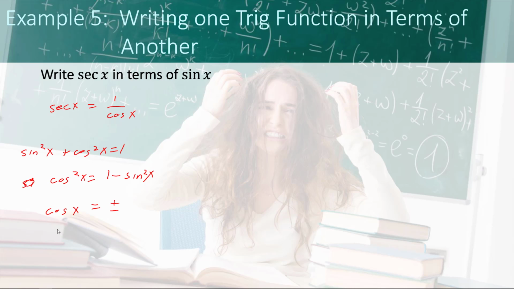Or cosine of x is going to be equal to plus or minus the square root of 1 minus sine squared x. Therefore, we can write secant of x as 1 over plus or minus the square root of 1 minus sine squared x.